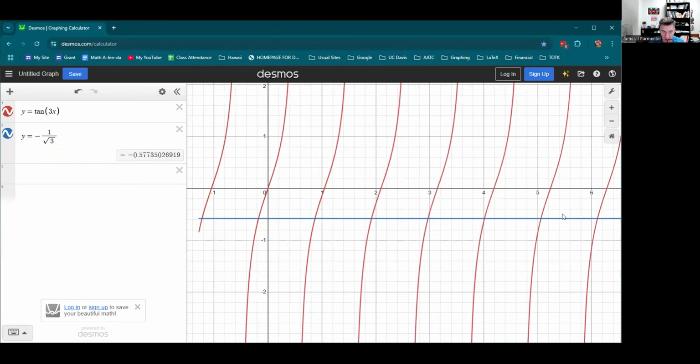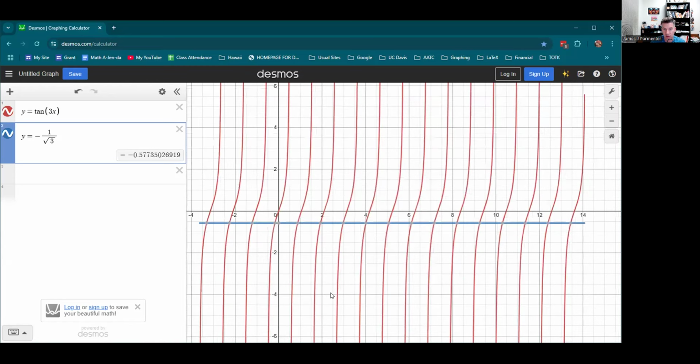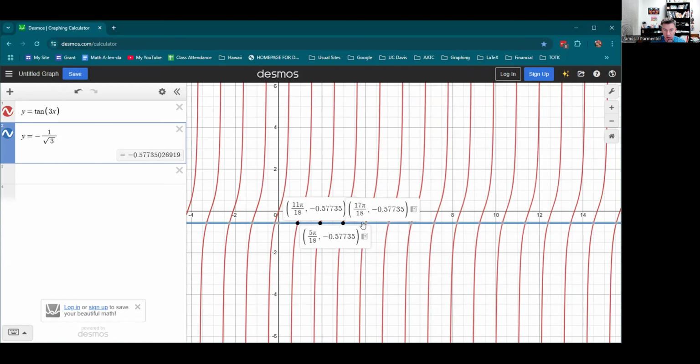So if we look here, we zoom in a bit between 0 and 2 pi, which is a little bit more than 6. But there's an answer. Oh, look, 5 pi over 18, 11 pi over 18, 17 pi over 18, 23 pi over 18, 29 pi over 18, and 35 pi over 18. And each of those answers is exactly 1 period apart, which is exactly 6 pi over 18 or pi over 3. And we zoom back out, you can see there's all those answers, each of them 1 period apart. And those are all the answers between 0 and 2 pi.